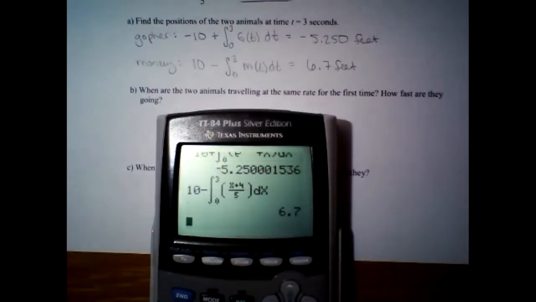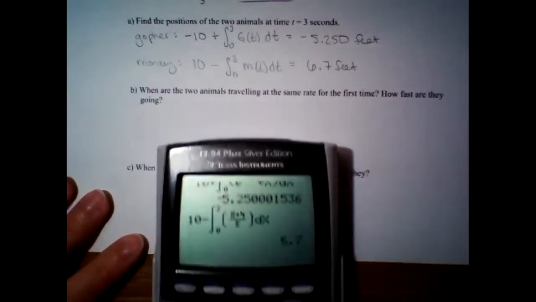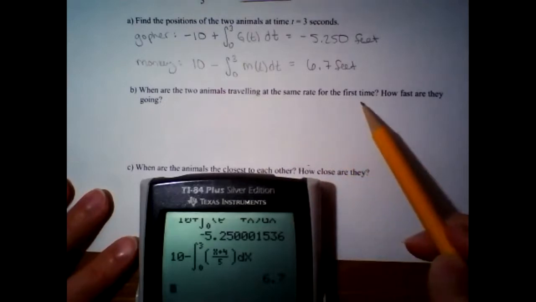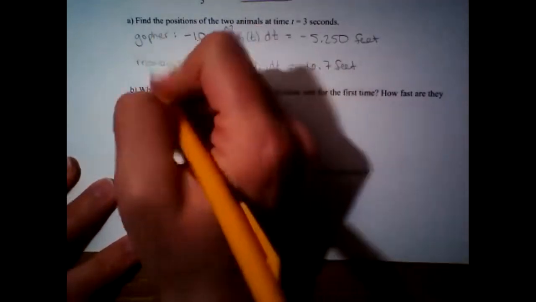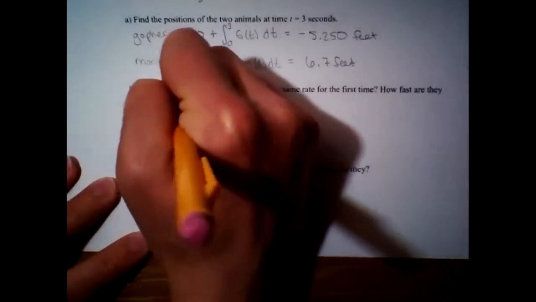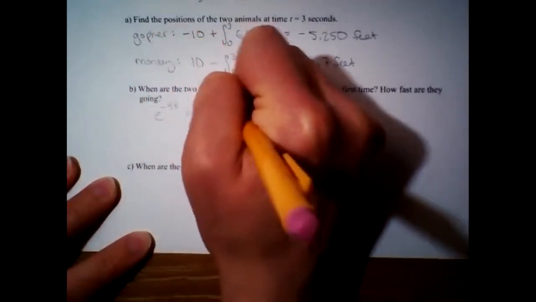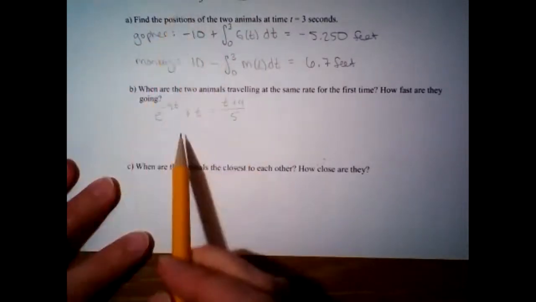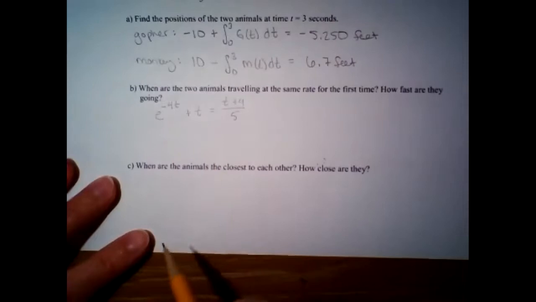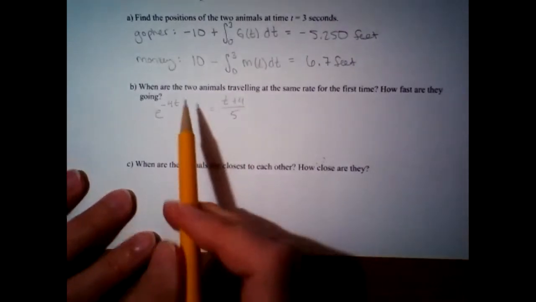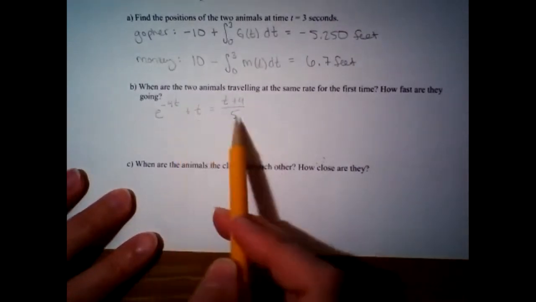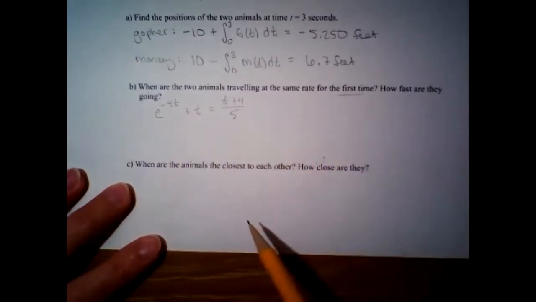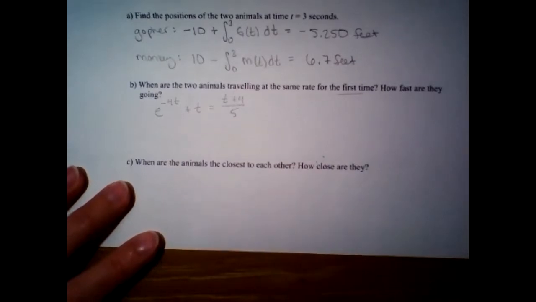That's it. Letter B. It should be a time: when are the two animals traveling at the same rate for the first time? All right, so we're going to set these rates equal to each other. And you could just write g of t equals m of t. I wrote out the whole thing so you can see what I'm about ready to put in the calculator. So when are they traveling at the same rate? We're setting the rates equal for the first time. So that means these are going to intersect a few times. We want the first one, and then how fast are they going?